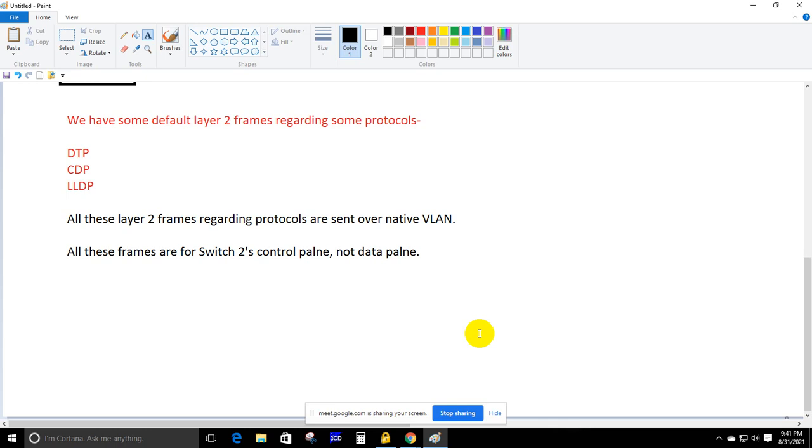Because they are sent over the native VLAN in .1Q, they are untagged. But in case of ISL, even these frames are tagged. This is one of the reasons why ISL is not widely used.